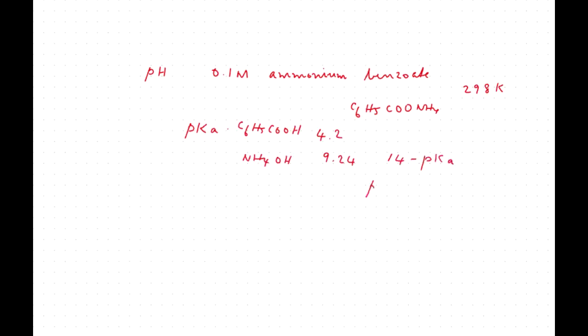Why am I taking this pKb value? Because ammonium hydroxide is basic. Benzoic acid is acidic. So Ka is the acid dissociation constant. Kb is the base dissociation constant. For pH calculation of such problems, I need to know pKa and pKb. So it is 14 minus 9.24. So you will be getting 4.76.